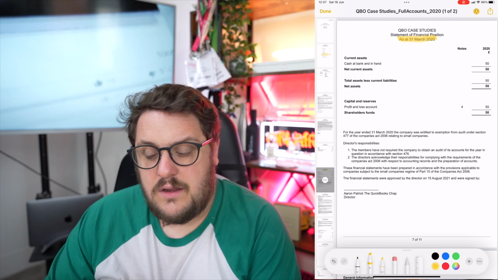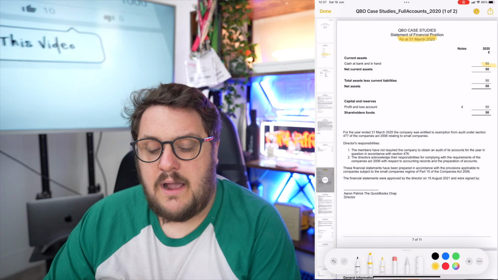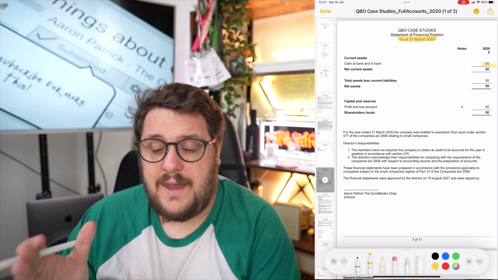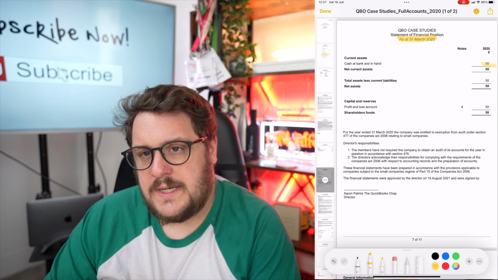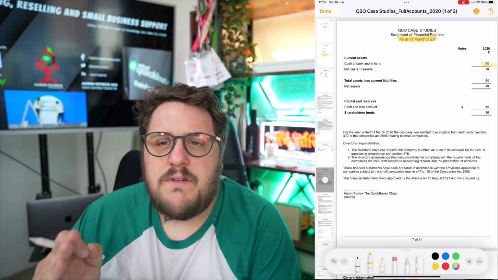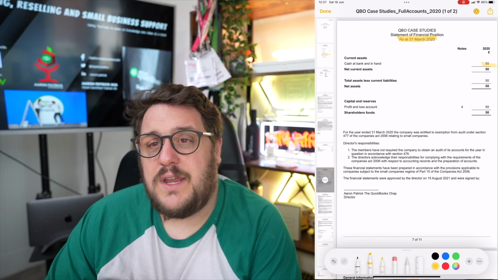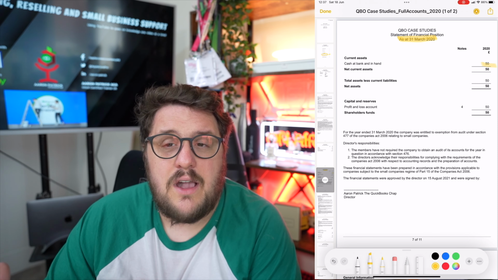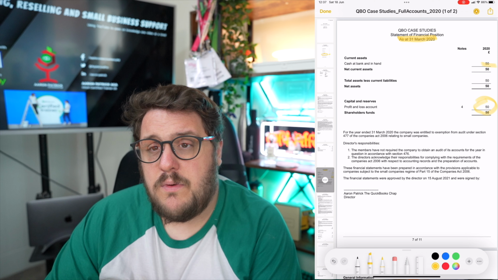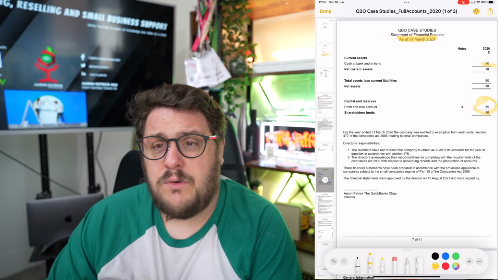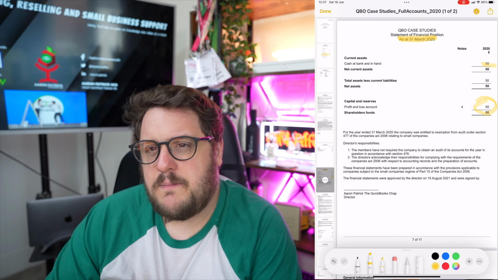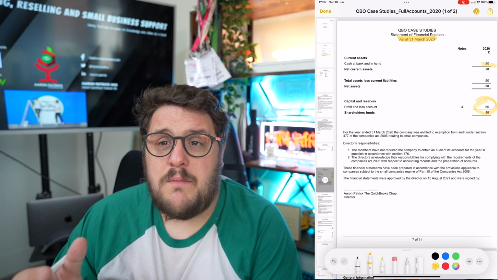So in this case, we have £50 in our cash at bank and in hand. That is how much cash we had at the 31st of March 2020. So if we have £50 in there, what does that relate to? Well, that relates to how much money we could pass over in theory to our shareholders. And in this case, that means that we have then £50 available for us to pass to our shareholders in the form of dividends or however else you want to remunerate your shareholders. That also means you've got £50 worth of investment money.